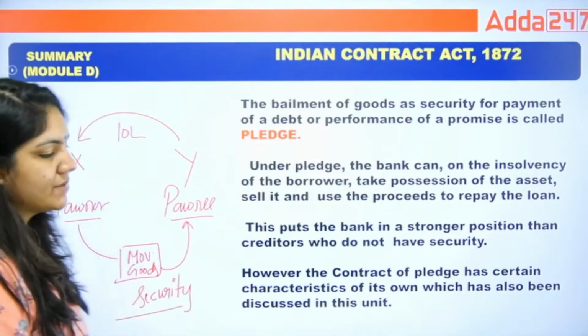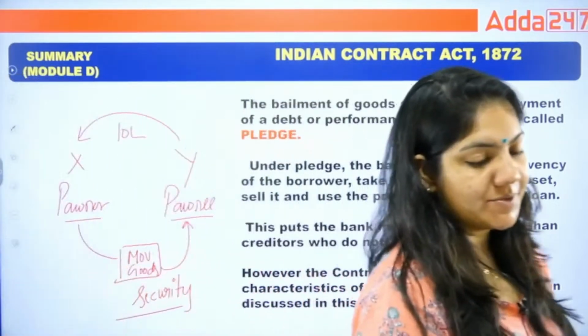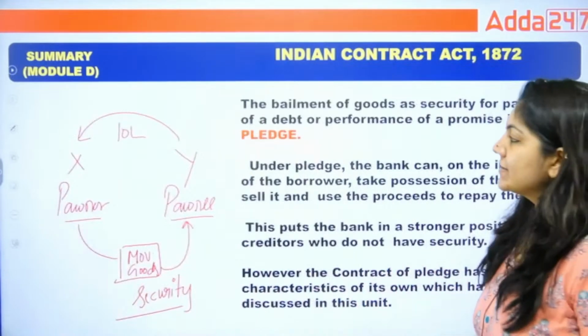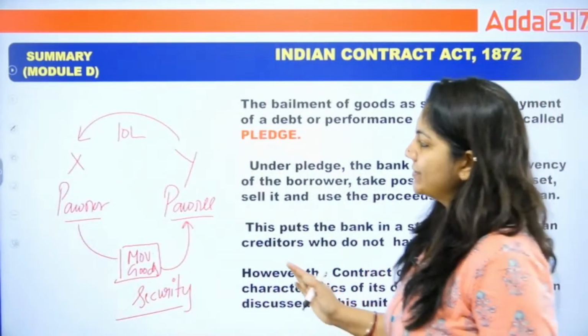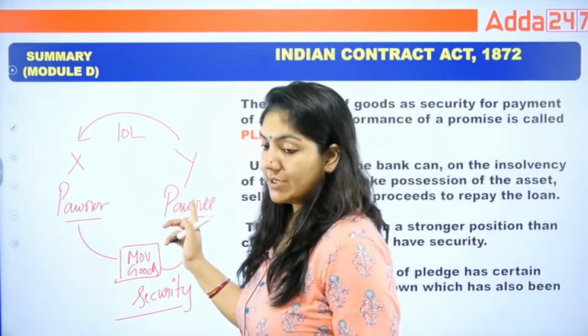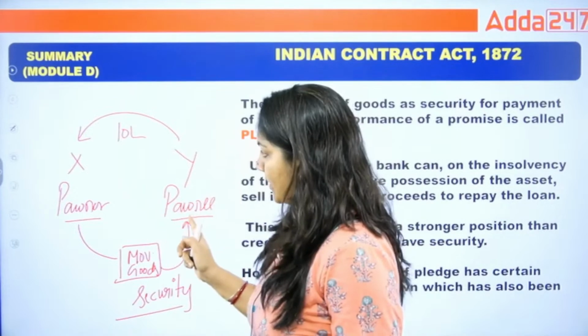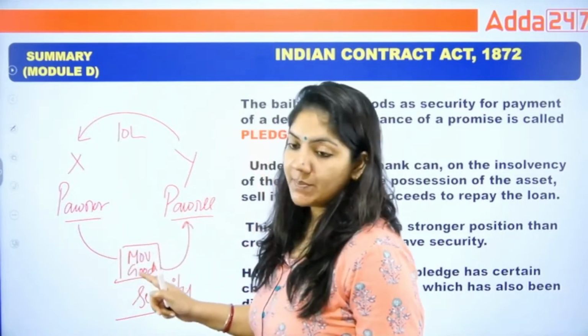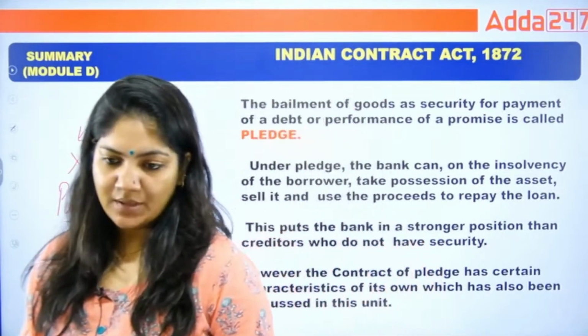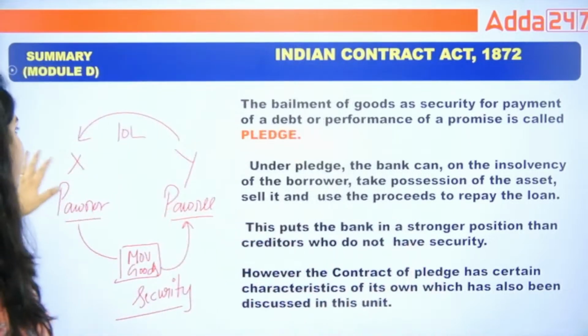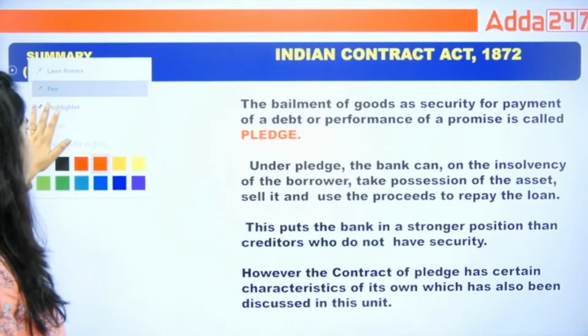Movable goods as a security. So this is called pledge. Class, this is called pledge when one person demands money or takes a loan from the pawnee, whom we can also call the pledgee. So he has to give some movable property as a security. So this is called what? Pledge. Okay, this is called pledge.